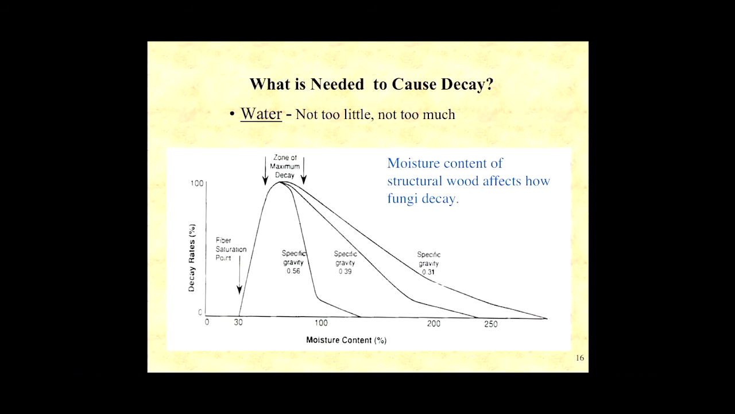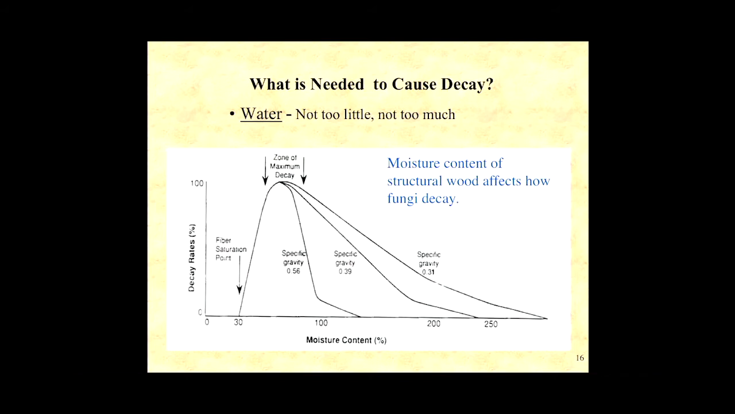We often talk about how much water is necessary, and in the arcane way that we determine moisture content in the wood science or wood products field, we know that we need to be somewhere around 30%, which is what we call the fiber saturation point. If you go above 30% moisture content, you can get a fair amount of decay if a lot of other conditions are right. Interestingly, and this isn't reported in too many textbooks, it depends on what kind of wood you're talking about.